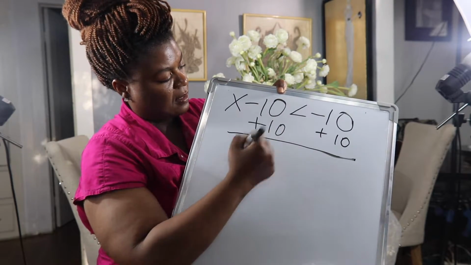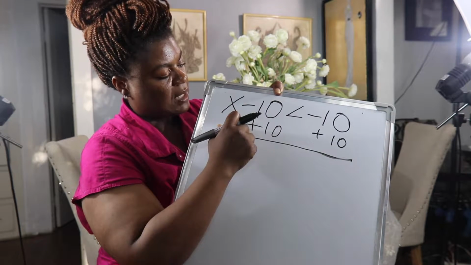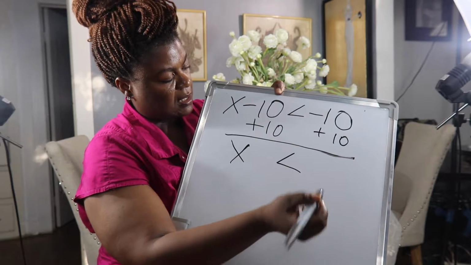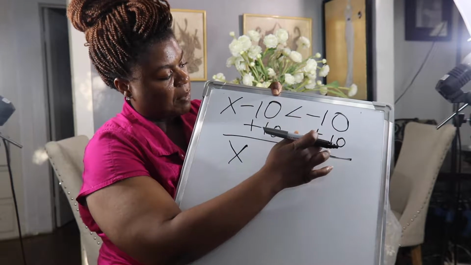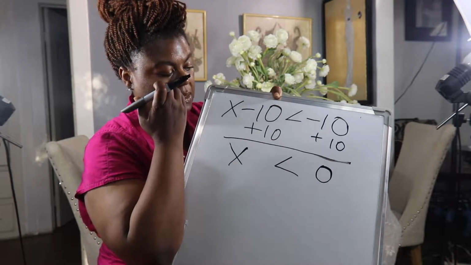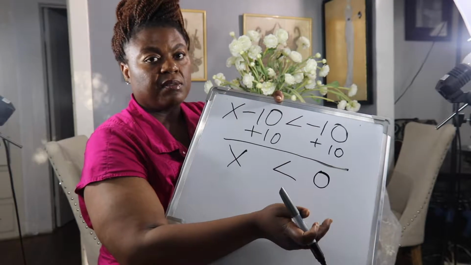Bring down our x. This becomes 0. A negative 10 and a positive 10 becomes 0. Bring down our symbol, which is less than. A negative 10 and a positive 10 equals 0. So x is less than 0, meaning x is a negative integer.